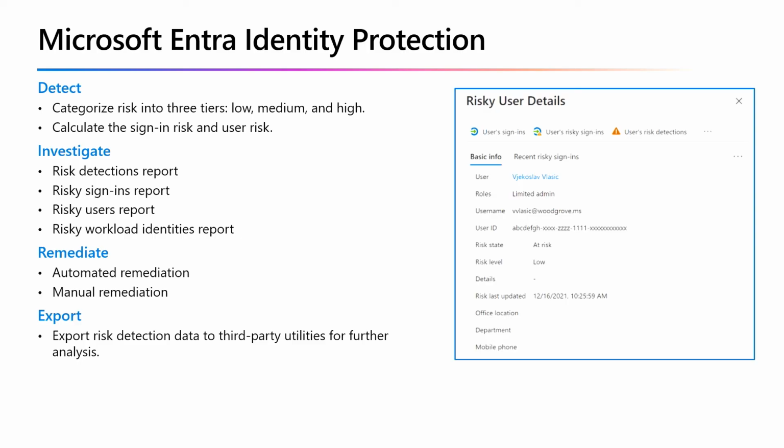After this phase, we have the remediate phase. In this phase, organizations can enable automated remediation using the risk policies, or manual remediation, where an administrator must manually review the identified risks in the reports. You can finally move to the export phase, where data from Identity Protection can be exported to other tools for archive, further investigation, and correlation.